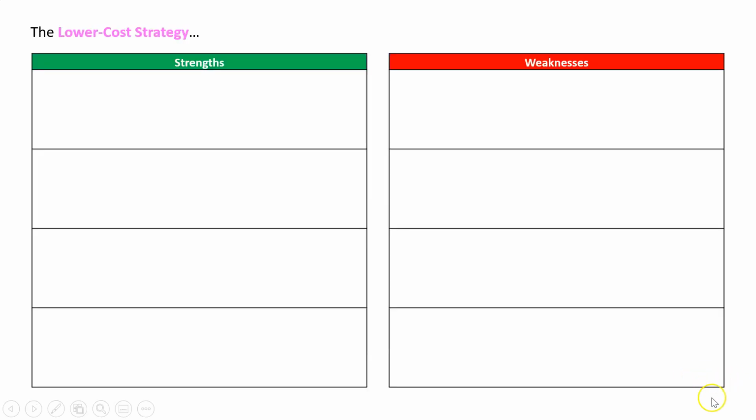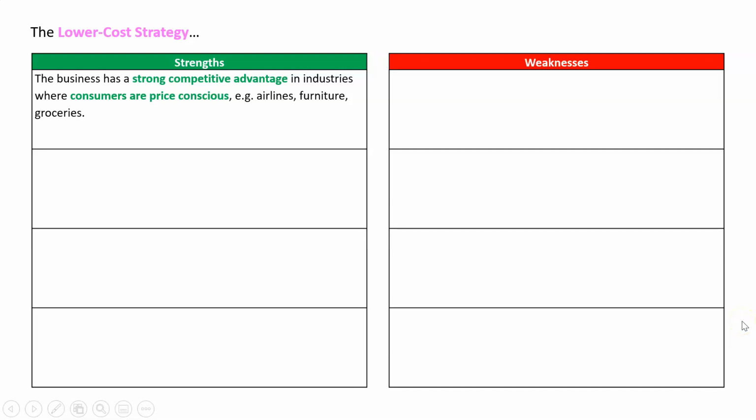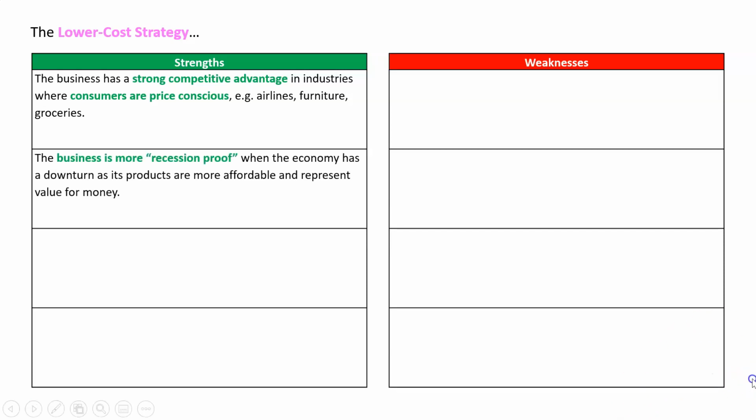Okay, well, there are some clear benefits. We have a strong competitive advantage if our industry has consumers who are price conscious. For things like airlines, furniture, groceries, they're industries where mostly a lot of customers are just buying for price. Now, if they're just buying for price, we're going to be in business because we can offer the lowest prices. What else is good about this strategy? Makes us more recession proof.